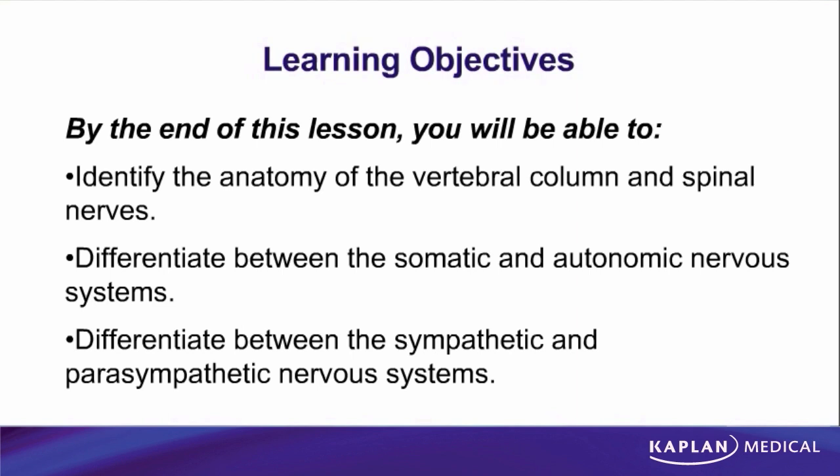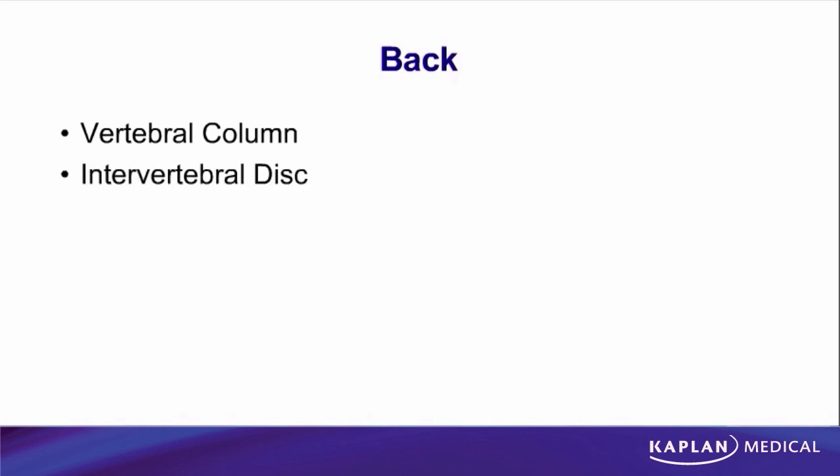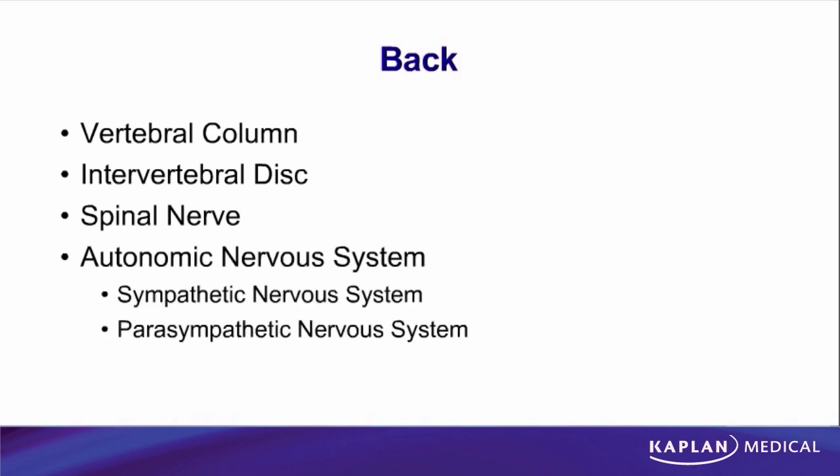We want to understand the difference between somatic and autonomic nervous systems. And then within the autonomic nervous system, we want to differentiate between the sympathetic and the parasympathetic nervous systems. So we will first look at the vertebral column, and then focus on the intervertebral disc, and then look at the spinal nerve, and then spend a fair amount of time talking about the autonomic nervous system and its two components, the sympathetic and the parasympathetic nervous systems.